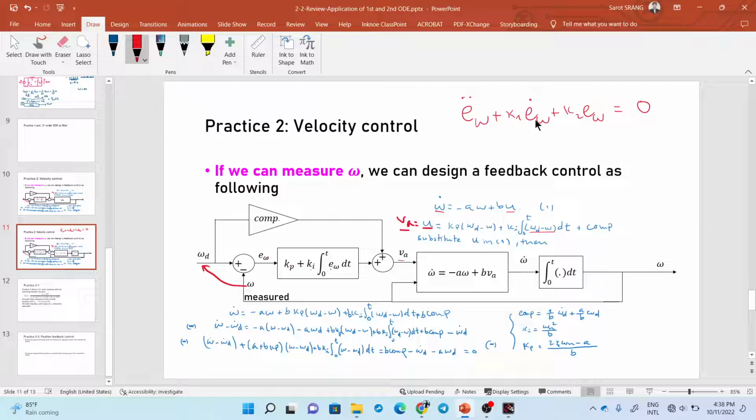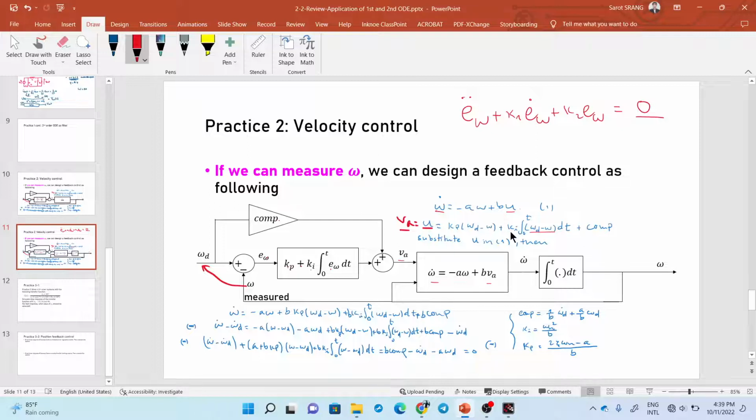I can say that this error will asymptotically approach 0 when t goes to infinity, right? So I choose the PI controller like this, but when I substitute it into the dynamic equation, I don't feel that I'm going to get 0 on the right hand side. Perhaps I need some compensation to cancel out the right hand side to be 0. This is the idea, right? Choose PI and then compensation.